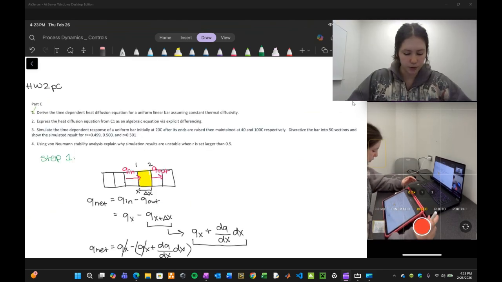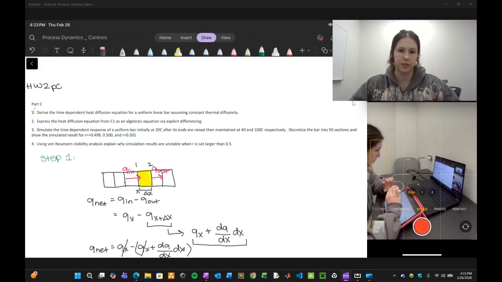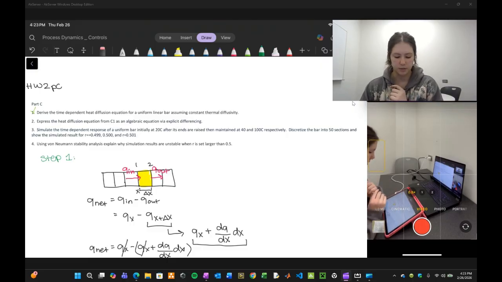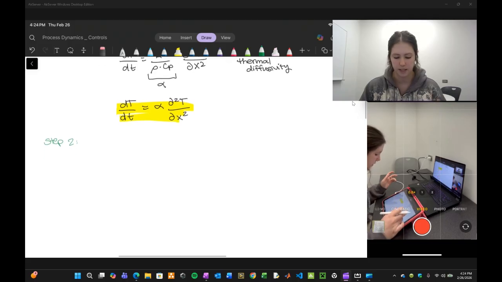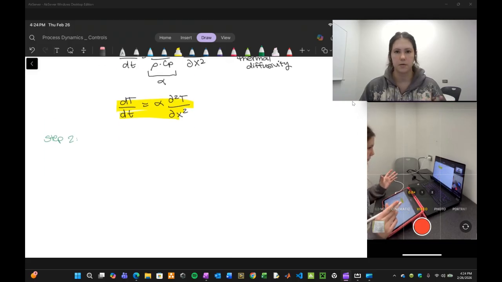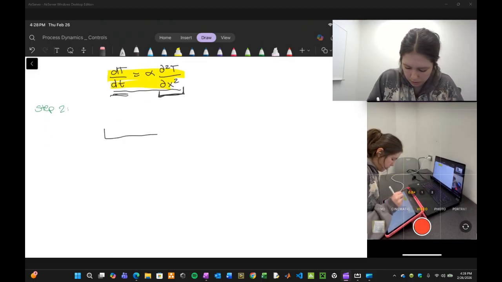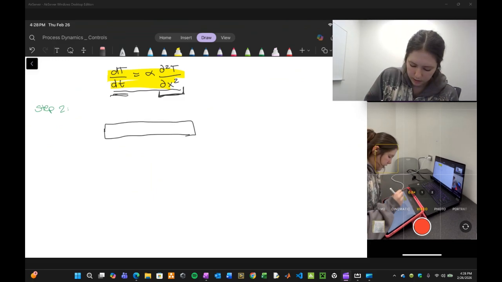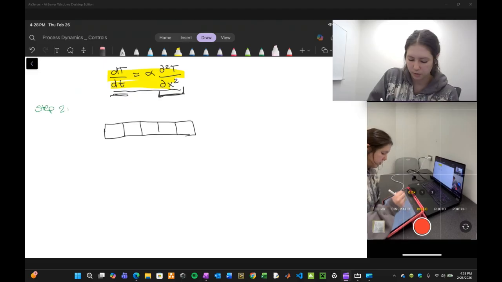So part two of this problem is to express the heat diffusion equation that we have just derived in an algebraic version via explicit differencing. By doing this, we'll be removing the derivatives and just making it an algebraic equation. So if we redraw our uniform linear bar here, it will have a certain number of sections. And the main section we are going to focus on is this, which we will call I.